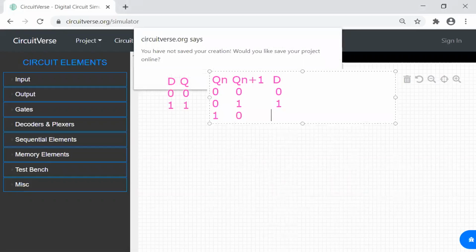So D will be equal to 0. Next combination is 1 and 1. So D will be equal to 1. Clearly we can see that D is following your Qn plus 1.